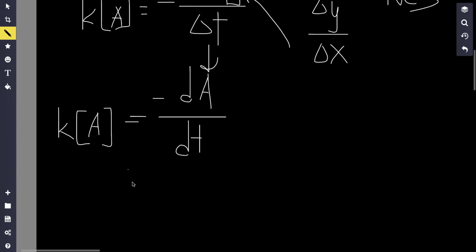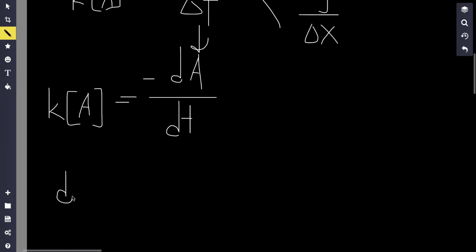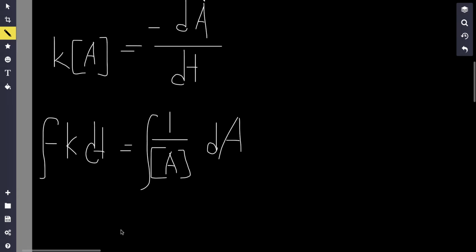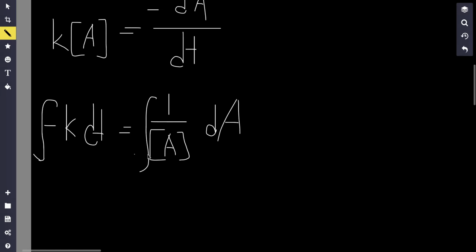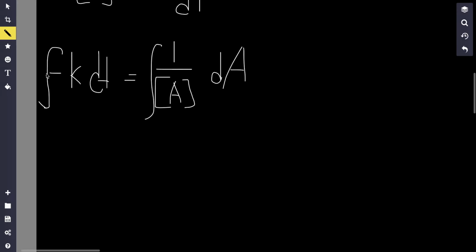And now this is just going to be a differential equation. If we multiply both sides by dt, we get k dt is equal to, and if I move the negative sign here, I get 1 over the concentration of A times dA, and then I integrate both sides. Now there are 2 ways of going about this. The first way we can do this is without bounds, and the second way is with bounds. The first way I'm going to do is without any bounds at all, so this is going to be an indefinite integral.